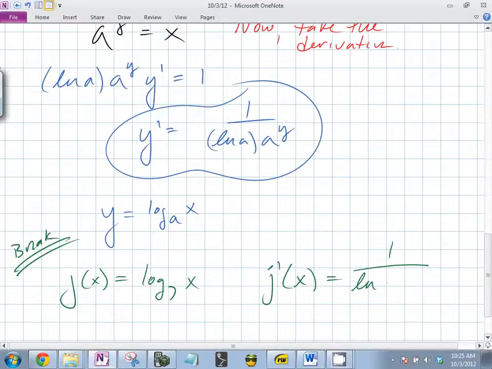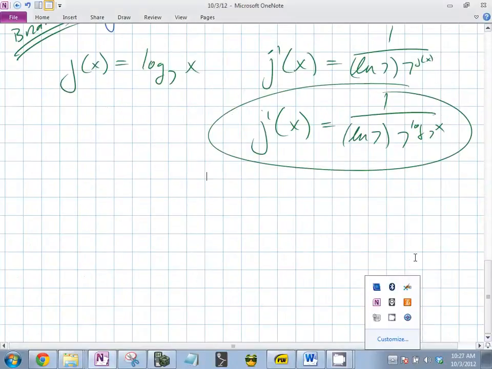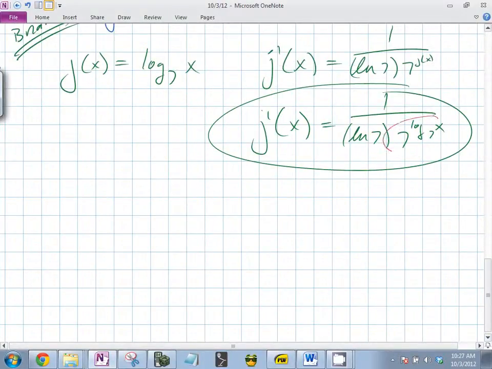Anybody? 1 over ln of 7 to the what? Times what? 7 to the j of x, or y, whatever. Why are you saying j of x? Because that's the y value. Okay, hold on a sec. That's absolutely correct, but we need to do some simplification. Namely, which piece bothers you? This bothers you, right? That's 7 to the log base 7 of x.